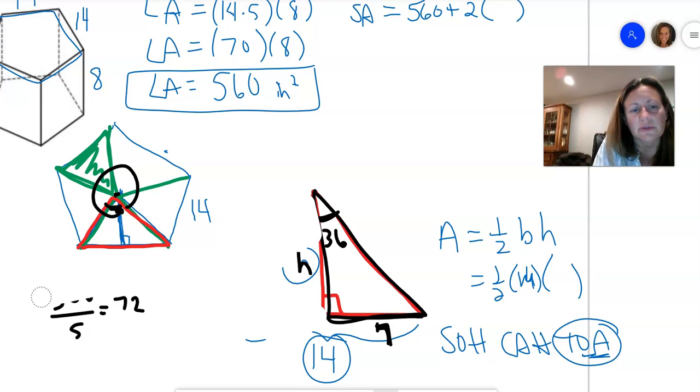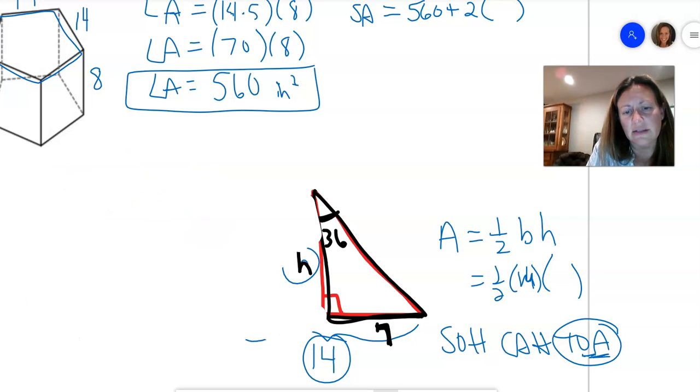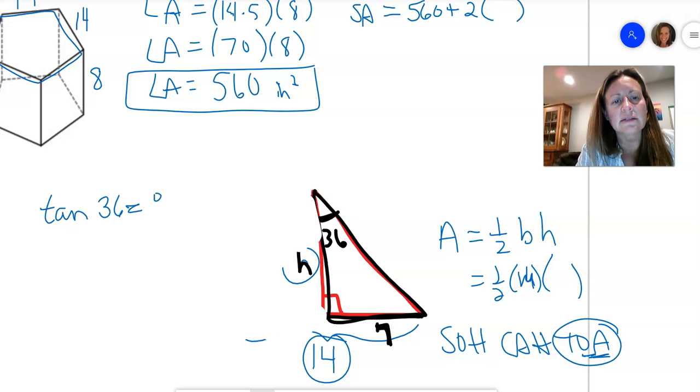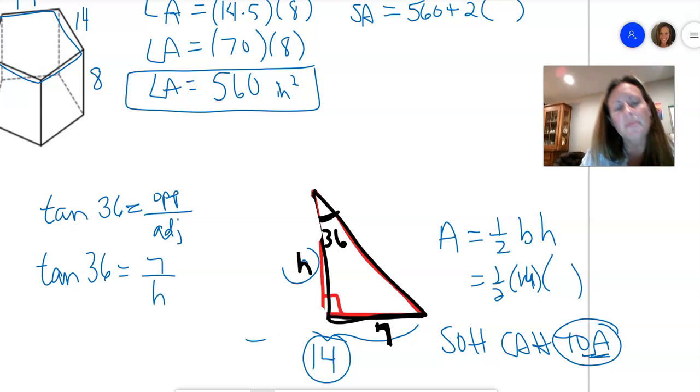All right, let me make some space over here. Now you know where we're coming from. You've probably got that written down. I'm going to do this calculation. The tangent of the angle 36 is equal to the opposite side over the adjacent side. So I'm just going to write that down. Then I'm going to fill in the opposite is 7 and the adjacent is h. All right, h is in the bottom of the fraction.